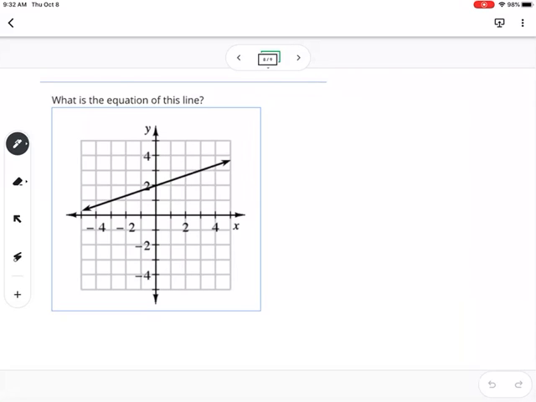So find 2 points that you know are crossing at whole numbers. So you have a point there and a point there. And so you're going up 1 over 3. So the slope is 1/3. And the y-intercept, one of our points that we use, was the y-intercept.